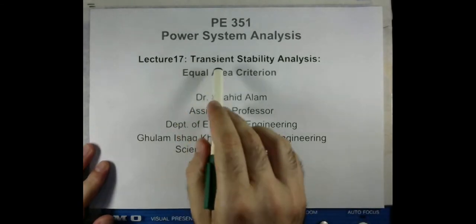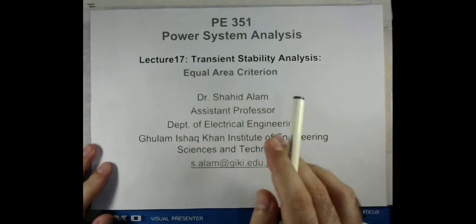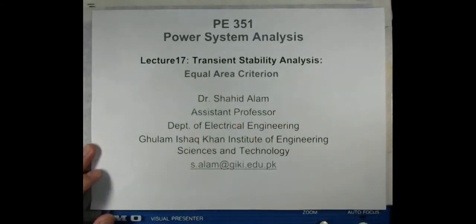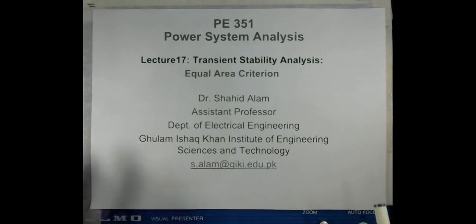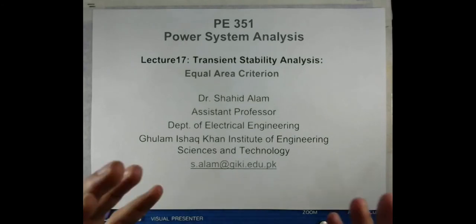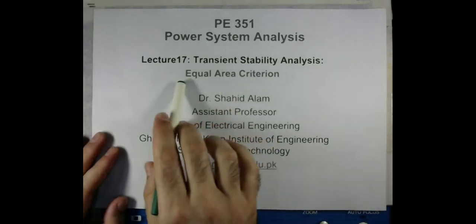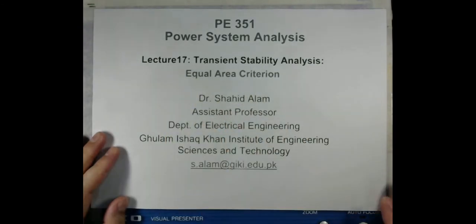So another method of analyzing the transient stability is through the equal area criteria. What is this method? Let's talk about that, and then I will show an exercise or discuss a problem where we will understand deeply the application of such a method.